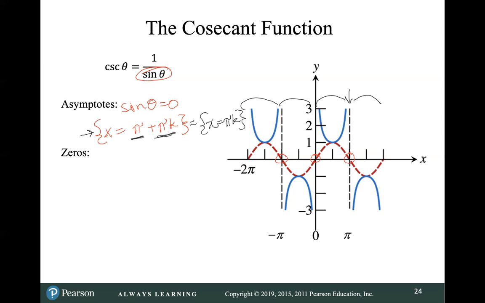Again, for zeros on cosecant, it would be when our numerator is 0. Our numerator never equals 0, so there are no x-intercepts for cosecant. The period for cosecant is 2 pi.